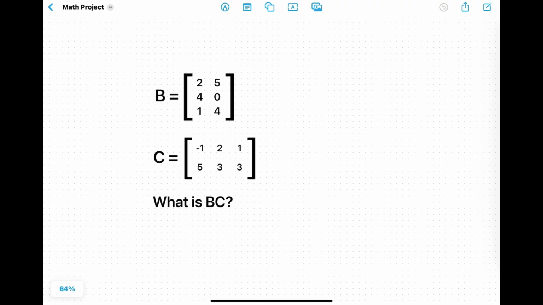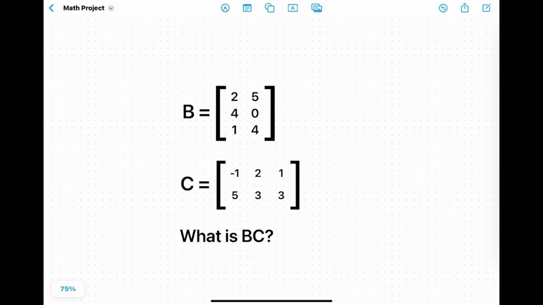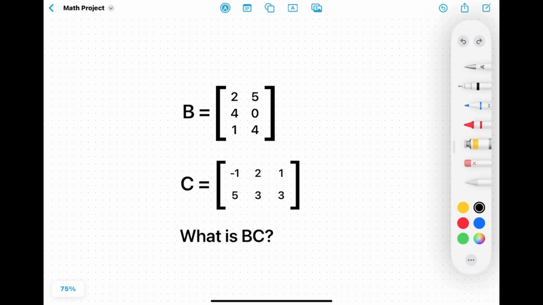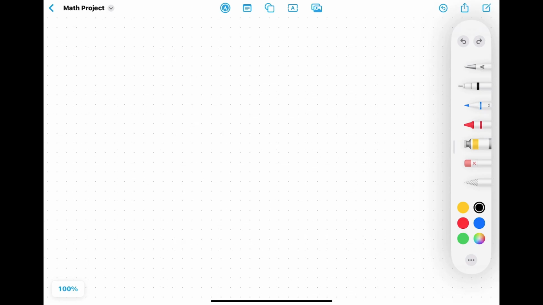Here we have matrix B and matrix C, and the question is, what is B times C? So we're multiplying matrix B by C. As we can see, matrix B is a 3 by 2, and matrix C is a 2 by 3. Now, why would that be important?